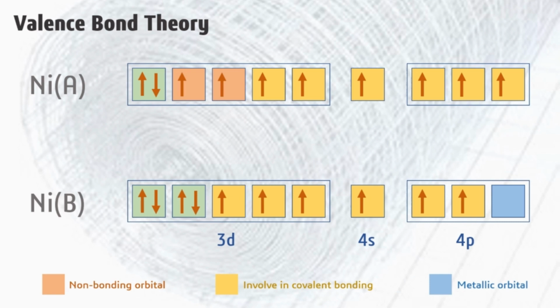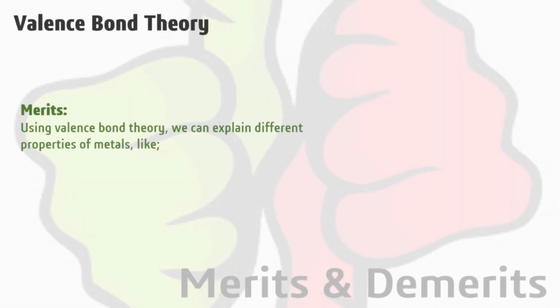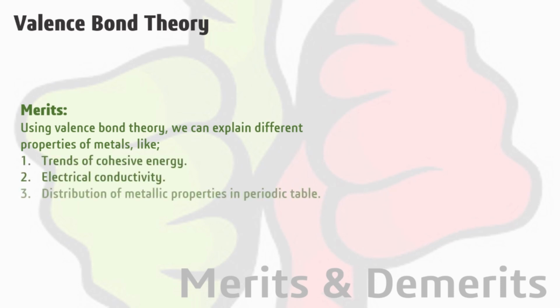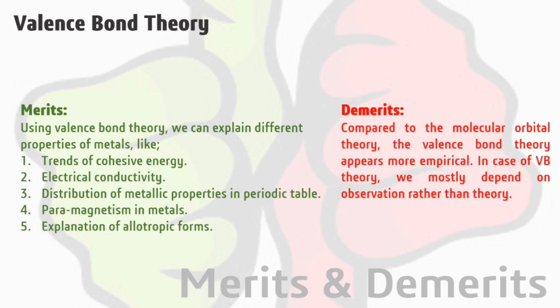Merits and demerits of valence bond theory. Merits. Using valence bond theory, we can explain different properties of metals, like: Number 1. Trends of cohesive energy. Number 2. Electrical conductivity. Number 3. Distribution of metallic properties in the periodic table. Number 4. Paramagnetism in metals. Number 5. Explanation of allotropic forms. Demerits. Compared to the molecular orbital theory, the valence bond theory appears more empirical. In the case of VB theory, we mostly depend on observation rather than theory.